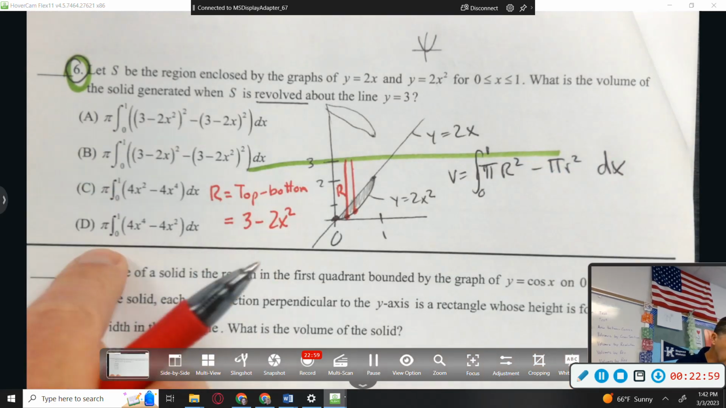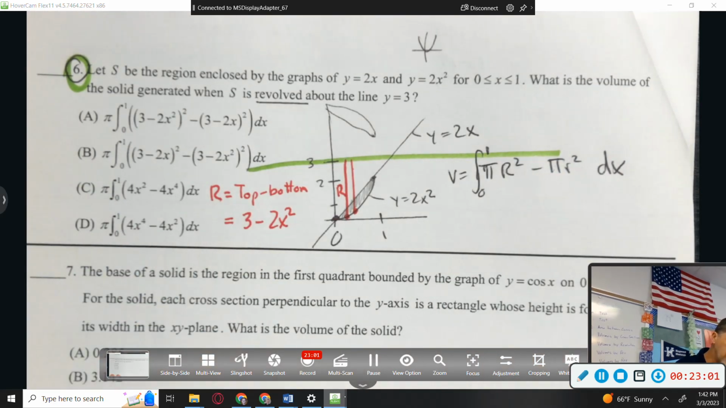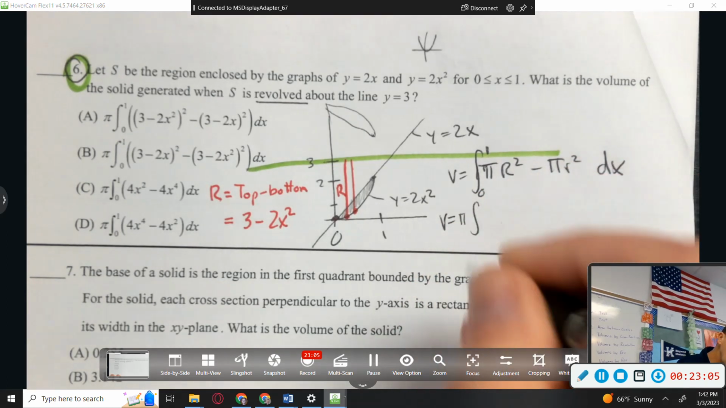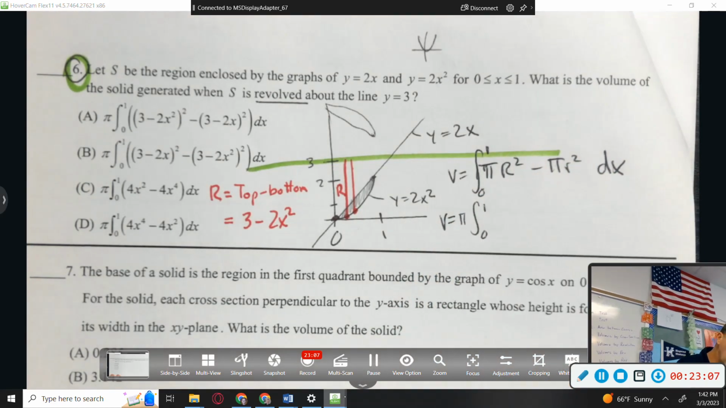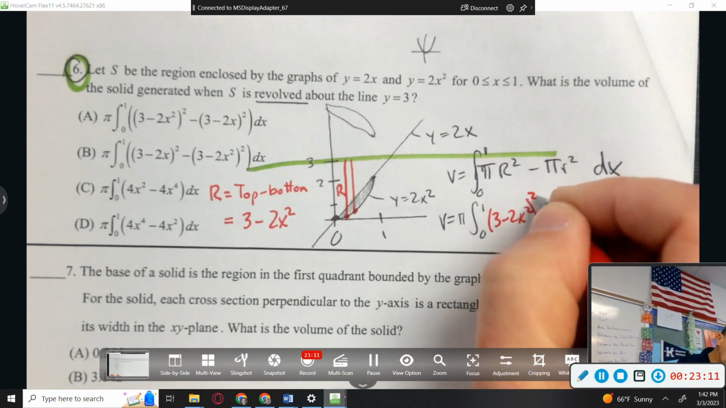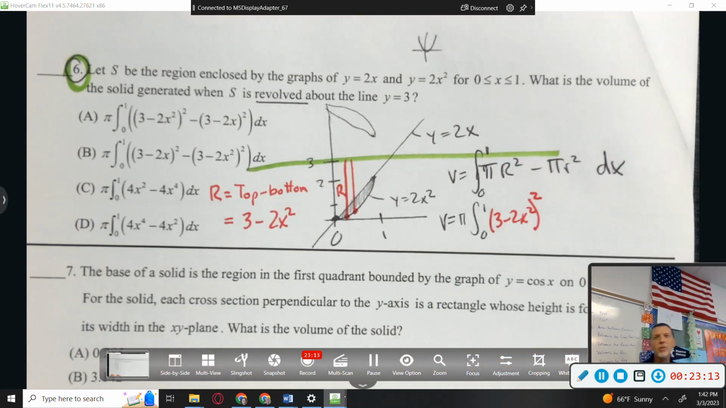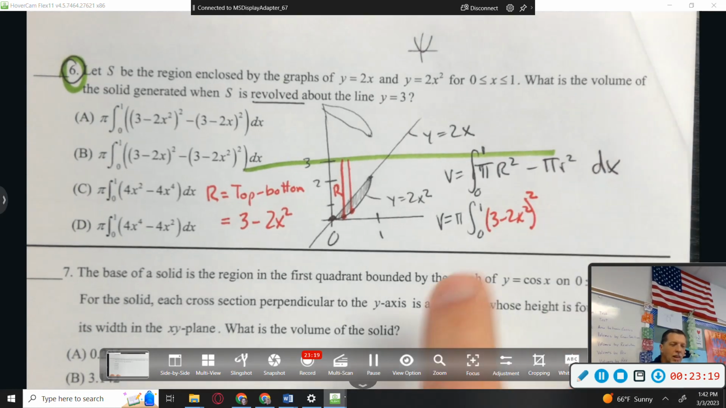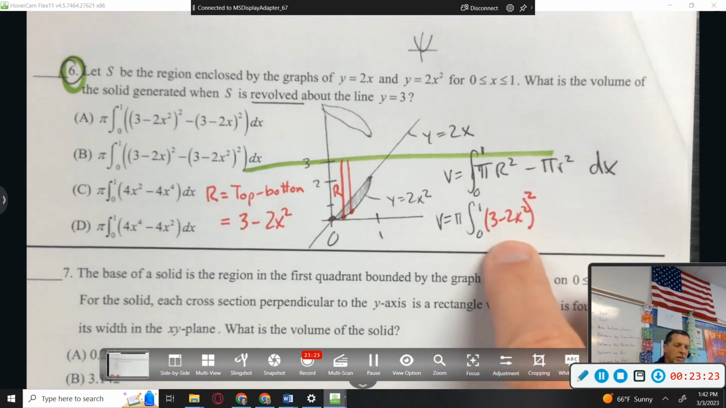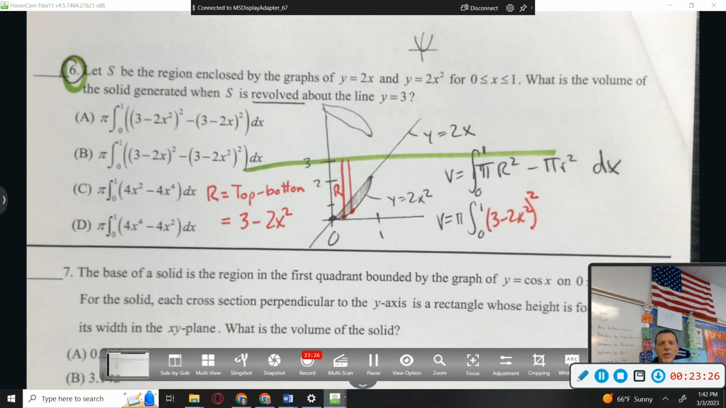So, I'm starting to look at my answer choices here. They're all 0 to 1. They also all have the pi out front. So big R is 3 minus 2x squared, squared. The squared thing is what throws some people off. Some of you made that mistake yesterday. Like you wrote this down right, and then if R had a squared in it, you forgot to square the R because the R was already squared. So just be careful.